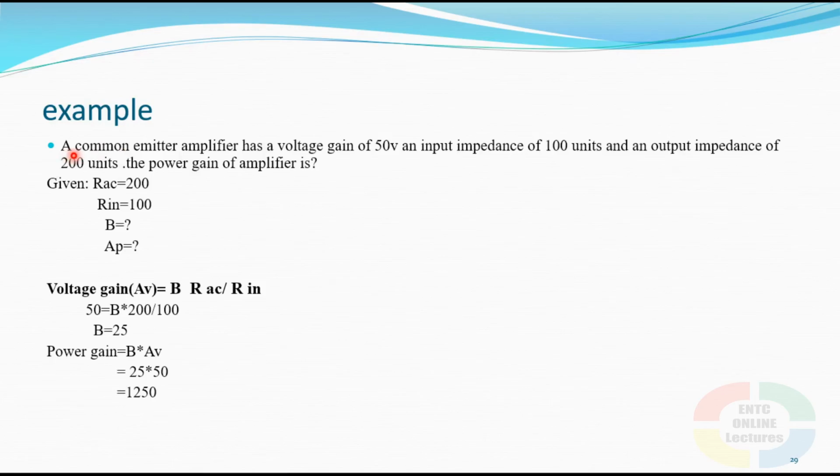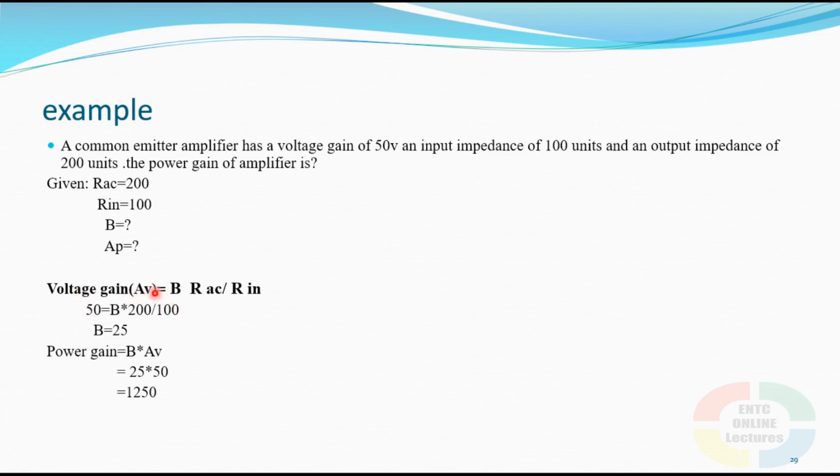Take a look at one example. A common emitter amplifier has a voltage gain of 50 volt, input impedance is 100 units and output impedance is 200 units. Then we have to calculate the power gain of the amplifier. We know power gain is AP. Before calculating power gain, we have to find out beta, because the formula for power gain is beta into AV. But we know AV is 50 volt.